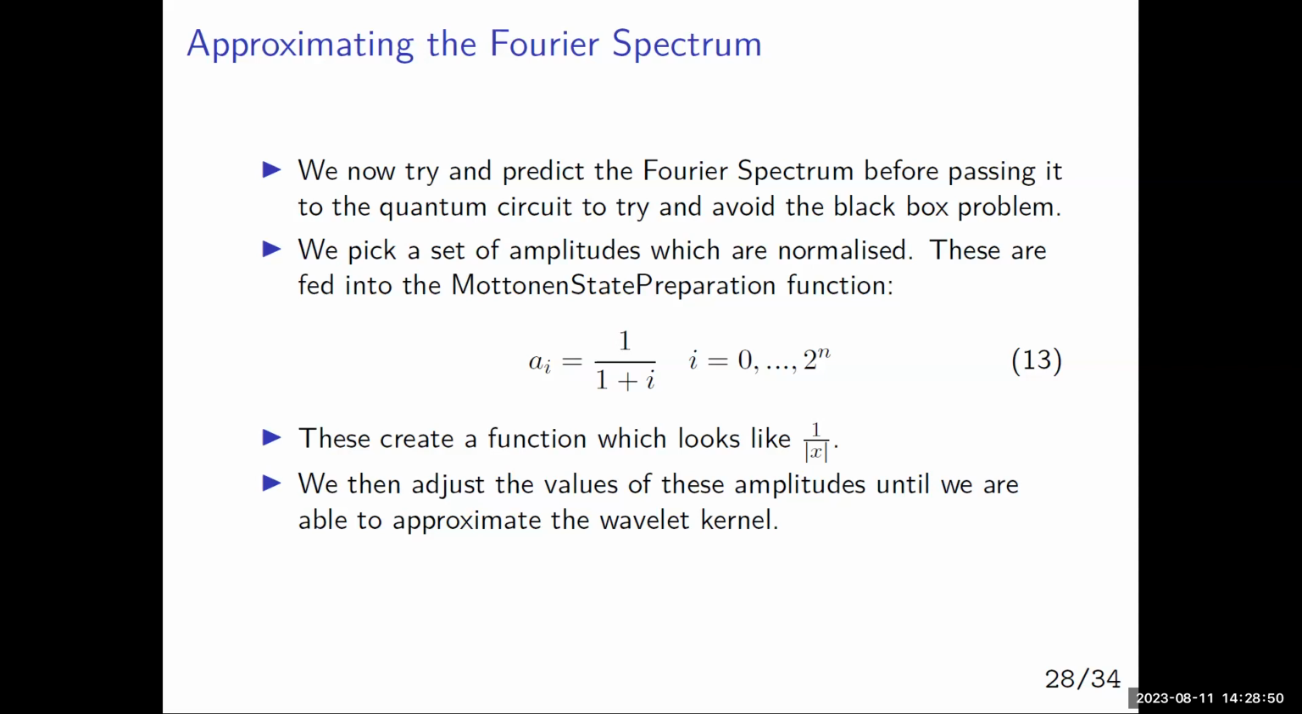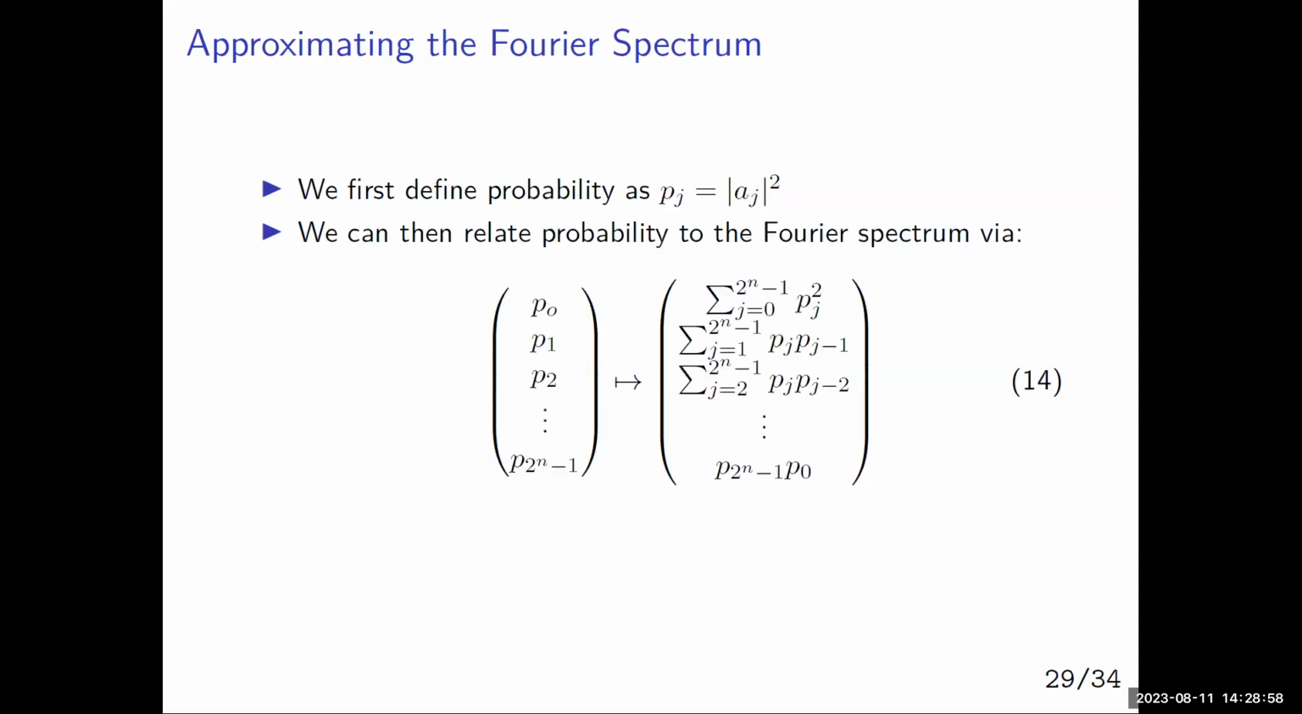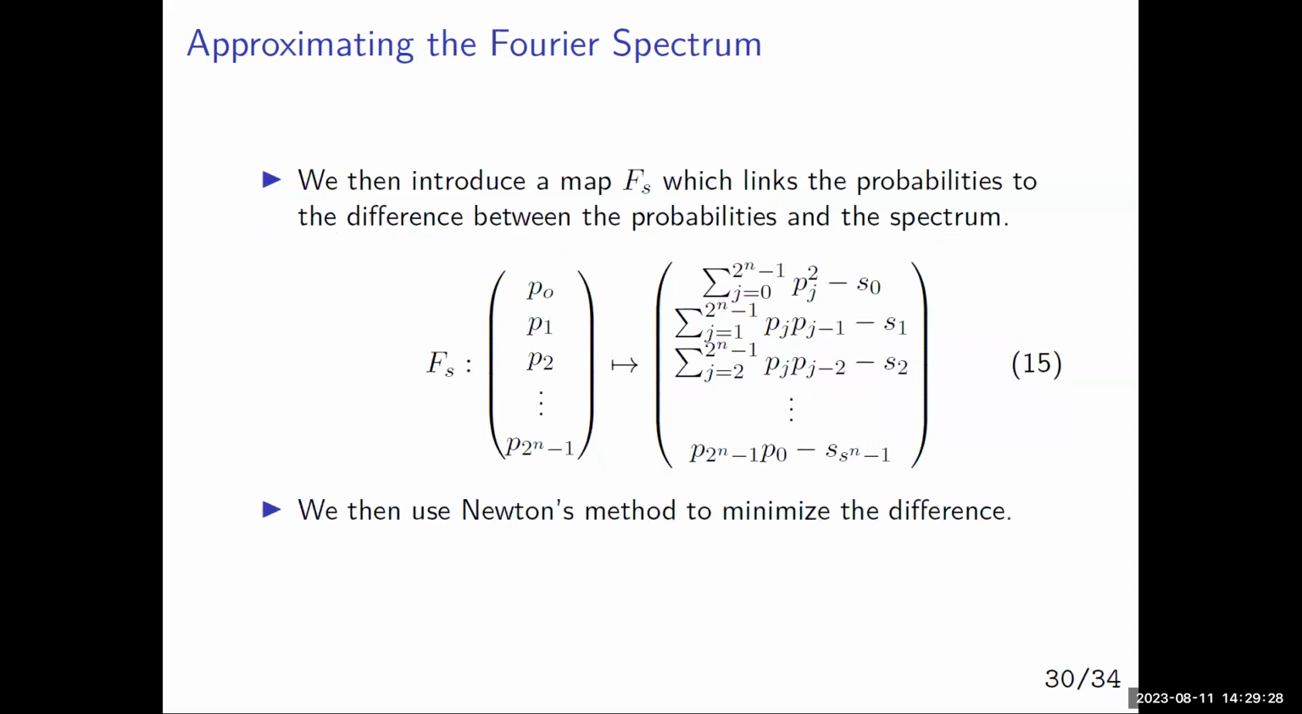So we're going to use the classical loss function to do that adjusting of the A values. And the way we adjust it is using this relationship. So we define probability as that there, so the square of the amplitude. And you're able to relate the probabilities to the Fourier spectrum. So each term here is each term of the Fourier spectrum, right? So in our case, it's going all the way down to 32 terms. And then if I just jump to the next slide quickly.